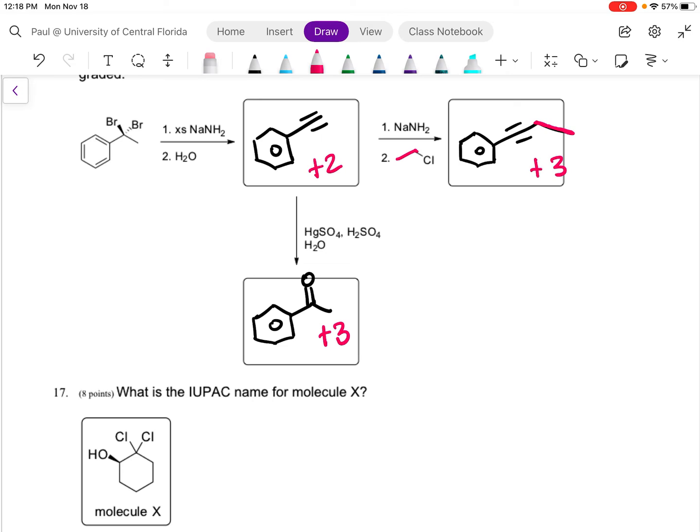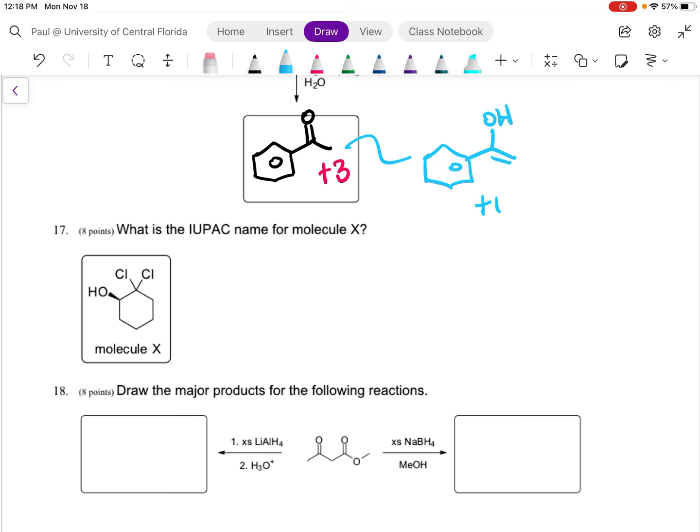Partial credit would be for this molecule right here, or that answer choice. If you did this and you made the correct enol, we gave you +1. And then if you gave an alkylation event, but your carbon count is wrong, we gave you 1 point for that.